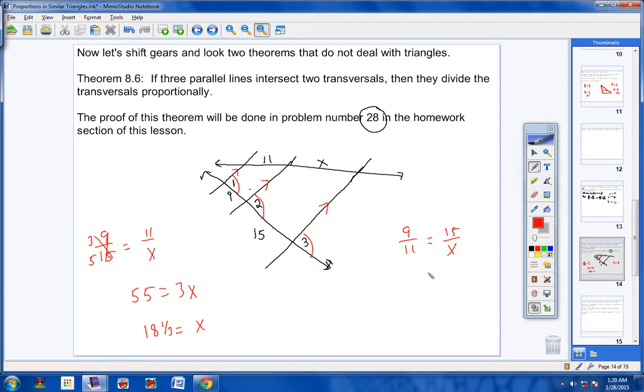Alright, now let's come over here. 9 times x is 9x, and 15 times 11 would be 165. Divide both sides by 9, and you're going to get 18 and 3/9, which reduces to 18 and 1/3, or 18.3 repeating. So it doesn't matter which proportion you use, you'll get the same answer. Okay? So if three parallel lines intersect two transversals, then they divide the transversals proportionally.